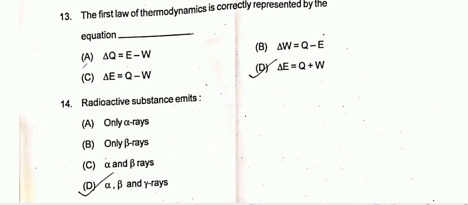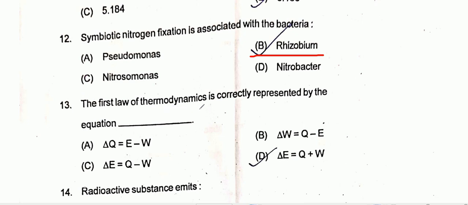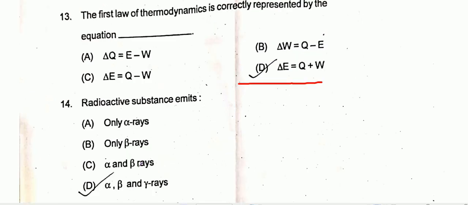Question number 13. The first law of thermodynamics is correctly represented by the equation. Option D is the correct one, that is delta E is equal to Q plus W. Question number 14. Radioactive substances emit all three, that is alpha, beta and gamma rays. So option D is the correct one. Question number 15. A biological community is, option A is the correct one, that is the collection of species.